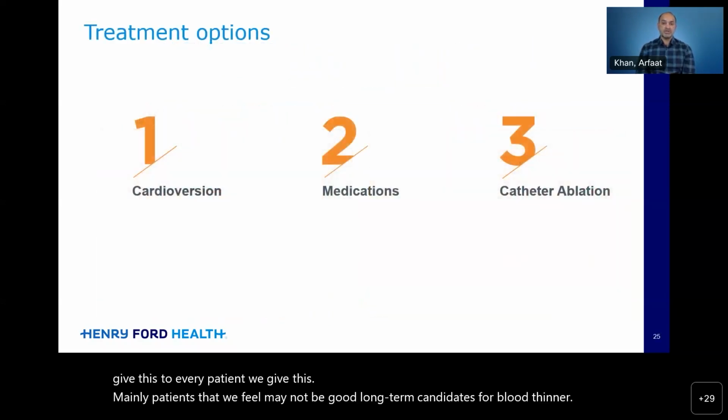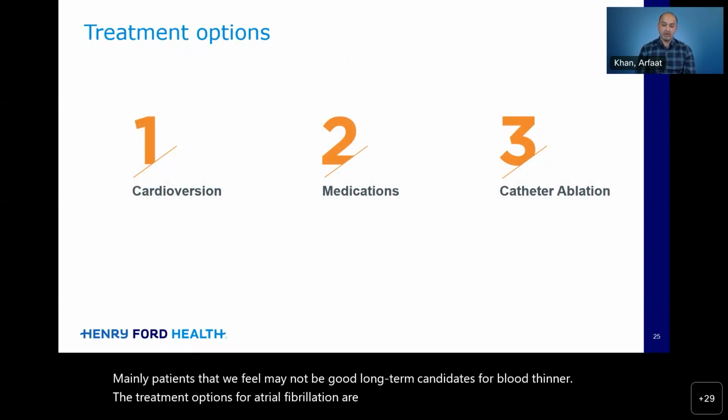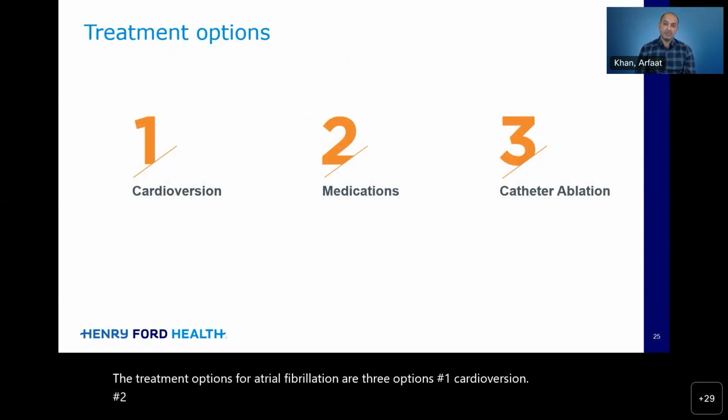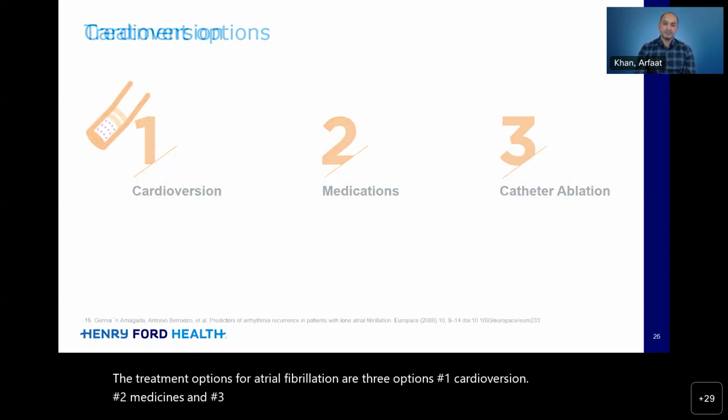The treatment options for atrial fibrillation are three options. Number one, cardioversion. Number two, medicines. And number three, catheter ablation.